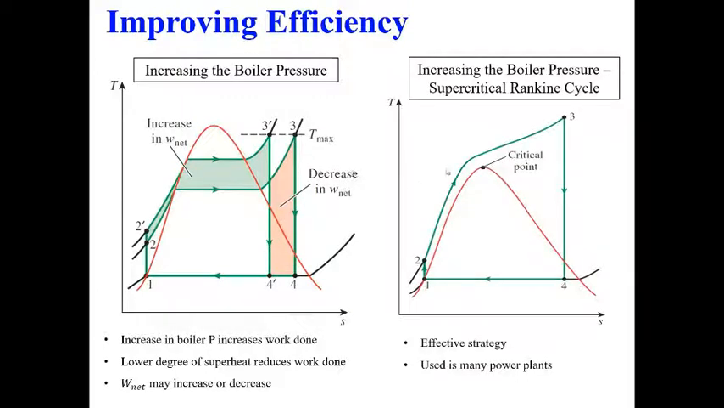Rather than doing this, what we can also do is increase the boiler pressure to supercritical pressures. So basically the pressure will be higher than the critical pressure, and the turbine and boiler will be operating at supercritical pressures and temperature. This is an effective strategy and it is used in many power plants today. But the only challenge is that you need to design your system to handle that much higher pressure and temperature.